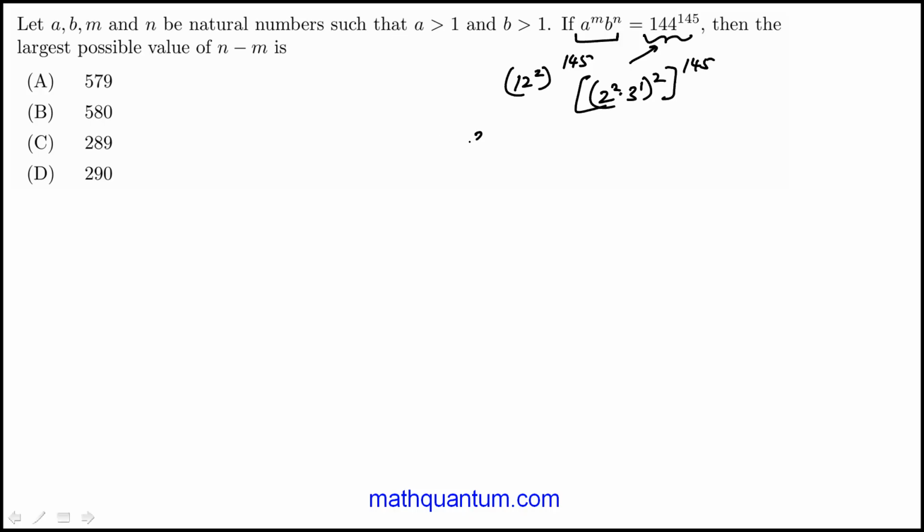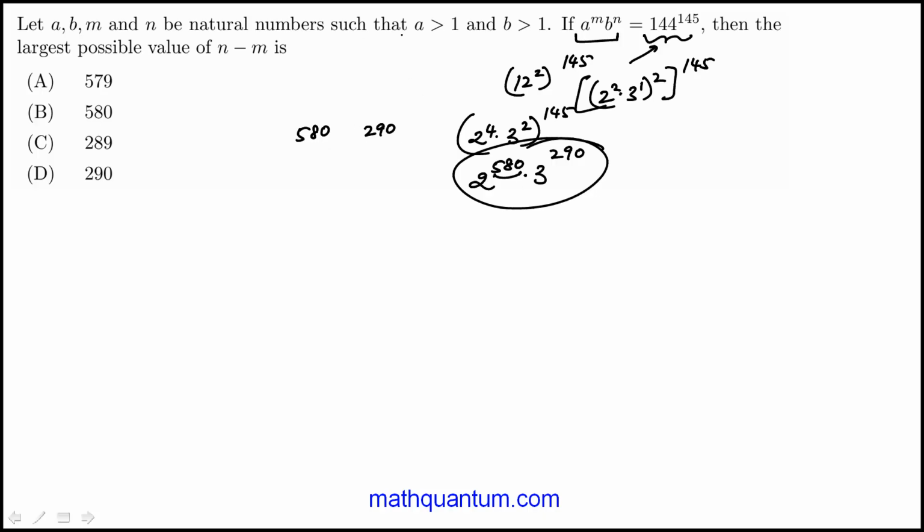So that becomes 2 to the 4, 3 to the 2, 145, and if you do this multiplication, 290, this will be 580 and 290. So now, if we simply were to say that n was 580 and m was 290, because now we do have it in this form. Of course, our job is to come up with the largest possible value.